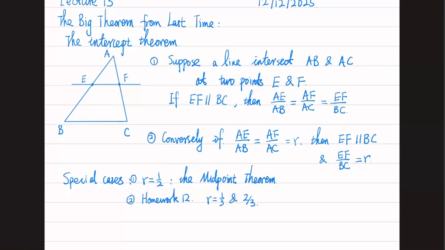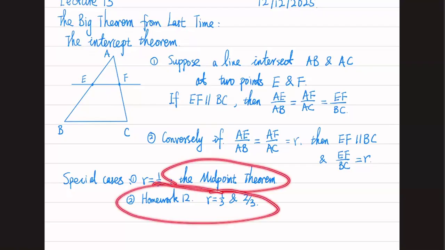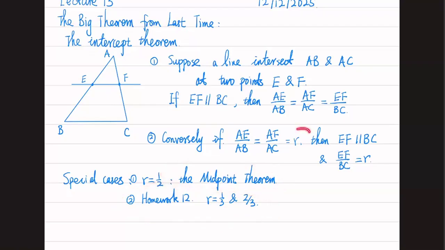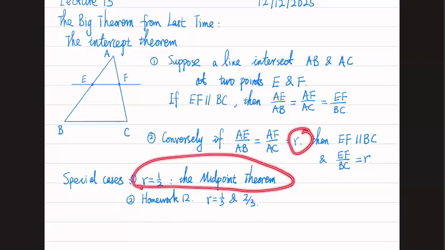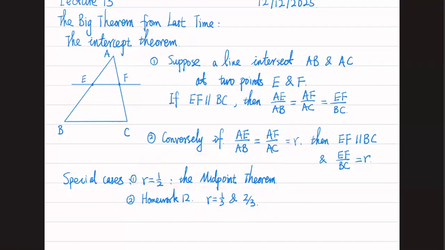So this intercept theorem is a big generalization of these two special cases. If the ratio is 1/2, we go back to the midpoint theorem. 1/3 and 2/3, that will be our homework. Okay.